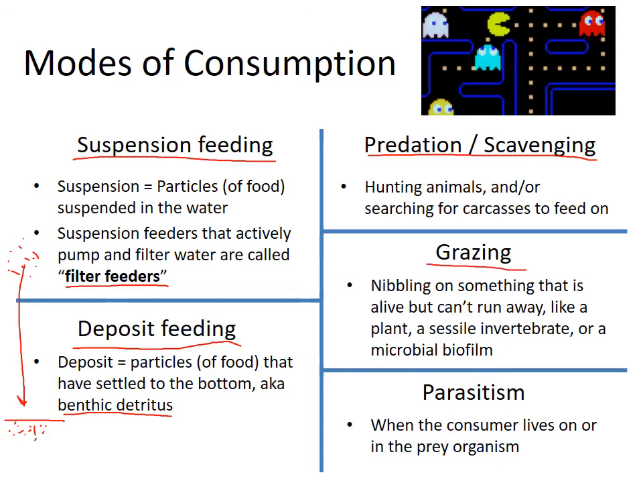Grazing is where you're consuming something that's alive, but it can't run away. So like a caterpillar eating a plant would be a grazer, a deer eating a plant would be a grazer, parrotfish eating seagrass would be a grazer. Sometimes the thing that's being grazed is not one organism, but a film of algae. And then there's parasitism. So that's when the thing that's eating the other thing actually lives inside that other thing.